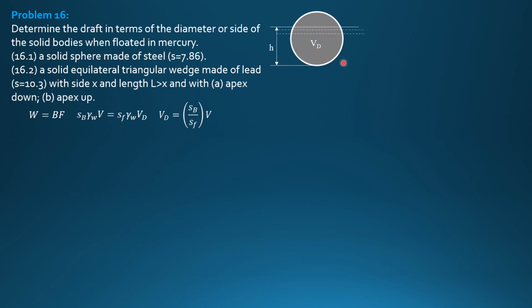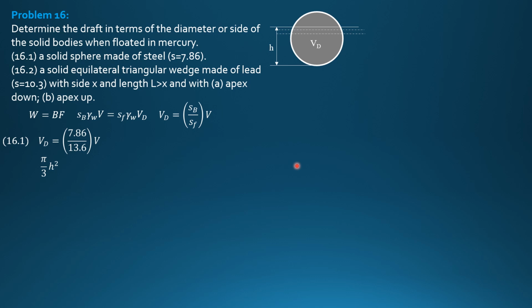So for a sphere, that's the figure. We call this a spherical segment of one base, the volume displaced. The volume displaced is pi h squared over 3, quantity 3r minus h. That's the formula. So volume displaced is 7.86 over 13.6 times volume of sphere. The volume of sphere in terms of diameter is pi over 6 diameter cubed. So we will express the draft in terms of the diameter. That's why I denoted the draft here by h, not by d, in order not to confuse.